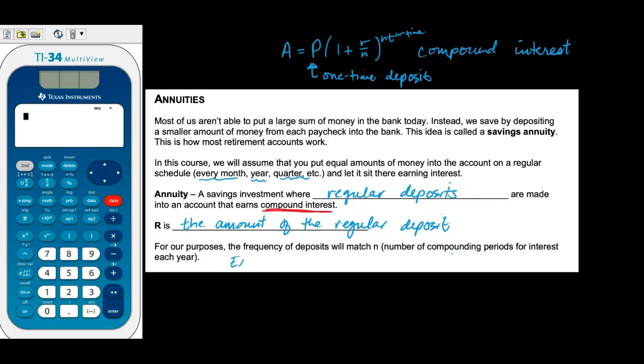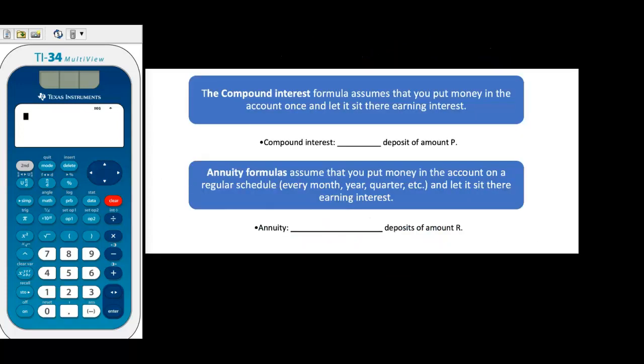So for example, if we make 12 deposits per year, so that would be every month, if somebody makes a monthly deposit, we're just going to use N equals 12 for the formula, because that would be equivalent to that interest being compounded 12 times a year. So in summary, with compound interest, we have one deposit, and we call that P, our principal. With an annuity, you can assume that there are many regular deposits, and we call those regular deposits R.